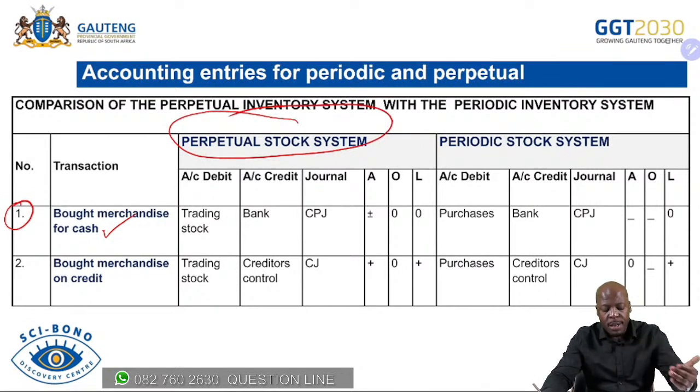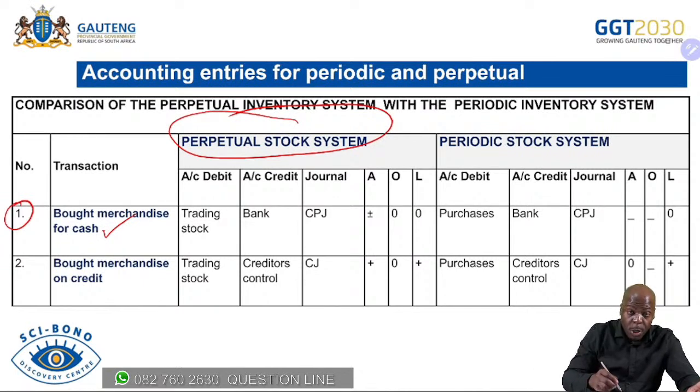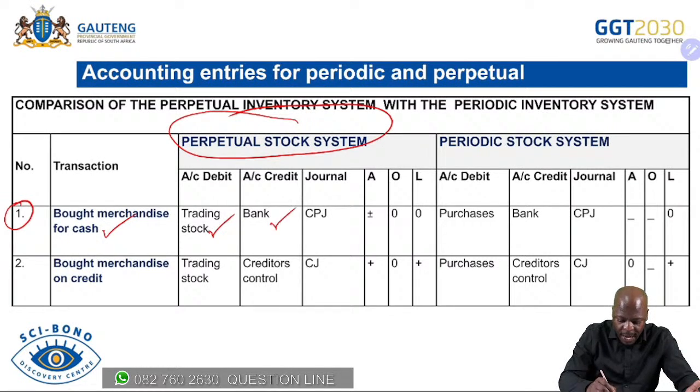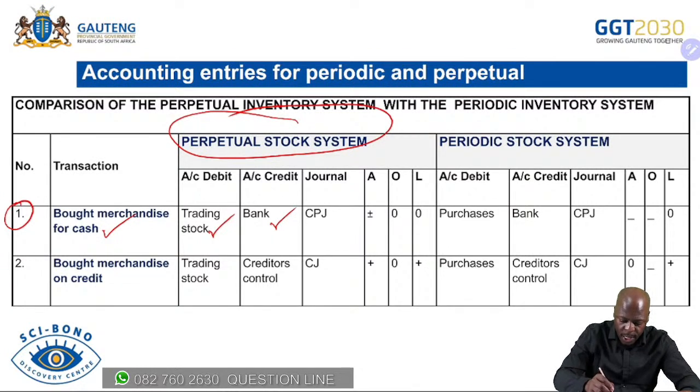when you have bought merchandise for cash, remember now, double entry. Which account are you going to debit? Remember, I told you, whenever it is the perpetual, think trading stock. All right? So you are going to debit your trading stock account. And then, because this was a cash purchase, you will then credit your bank account. And in which journal would we do this? It would definitely be in the CPJ.